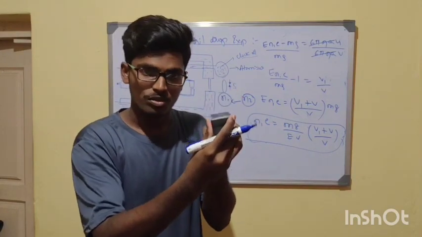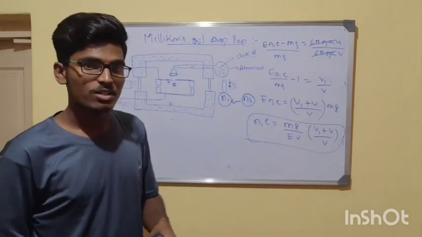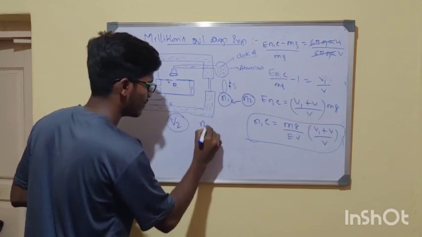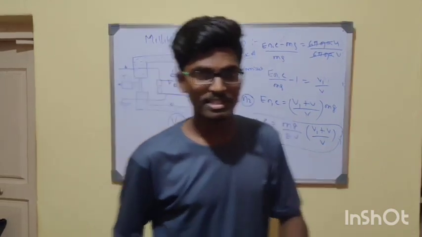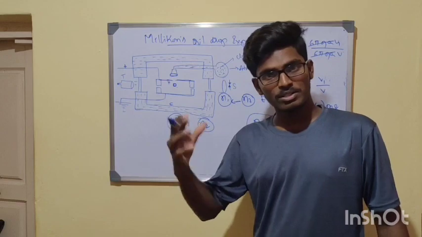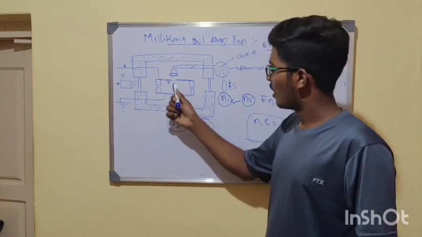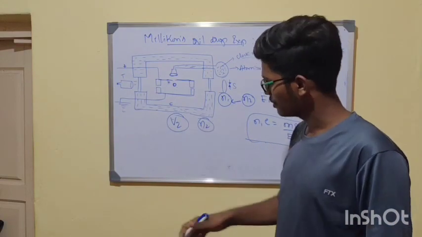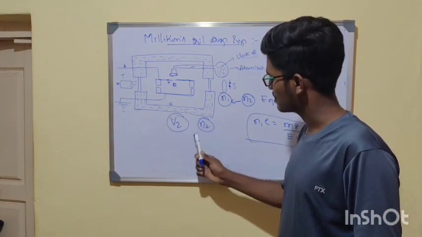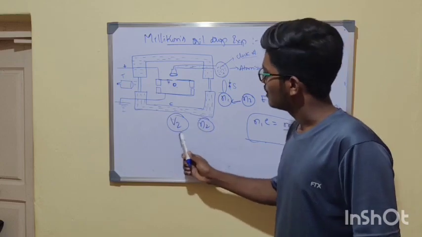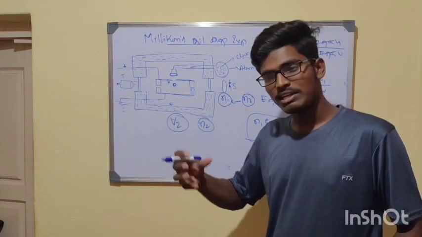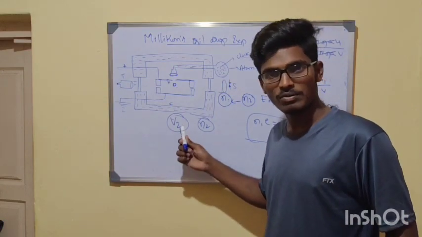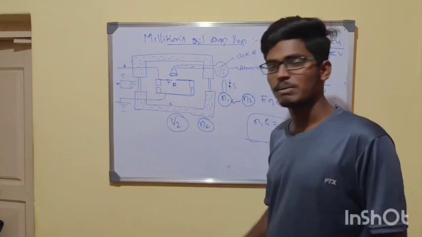After gaining some additional charges, it moves in the upward direction with a velocity v2, and the charge is n2. After ionization of the gas molecules through X-rays, the oil droplet gains additional charges. Already it has some charges, and to that it gains additional charges, represented by n2. When it acquires additional charges, the velocity of the oil droplet changes, and that is represented by v2.